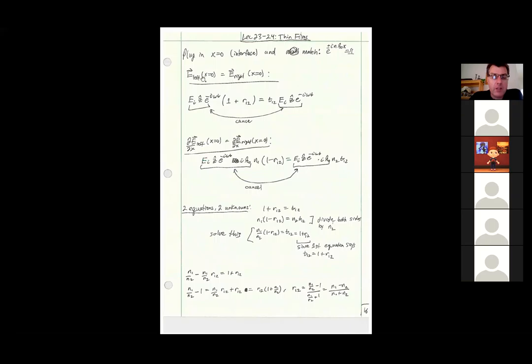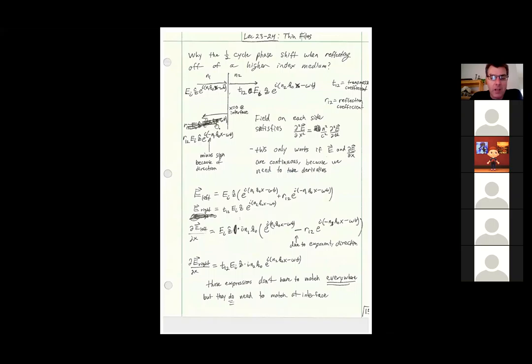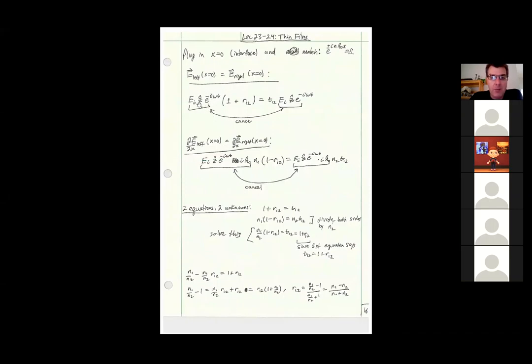If I plug in x equals 0, all of those exponentials become much simpler. The term in the exponent that had an x just goes away. So I'm left with e to the minus i omega t on both sides, and that cancels, as well as e_i and z hat. And so I'm left with 1 plus r12 equals t12. And likewise, when I took the derivative, there were a bunch of i's and k naughts. Well, those go away because they're the same on both sides, so they cancel. But the n's are different on both sides. And also one of the terms gets a minus sign because k was negative there.